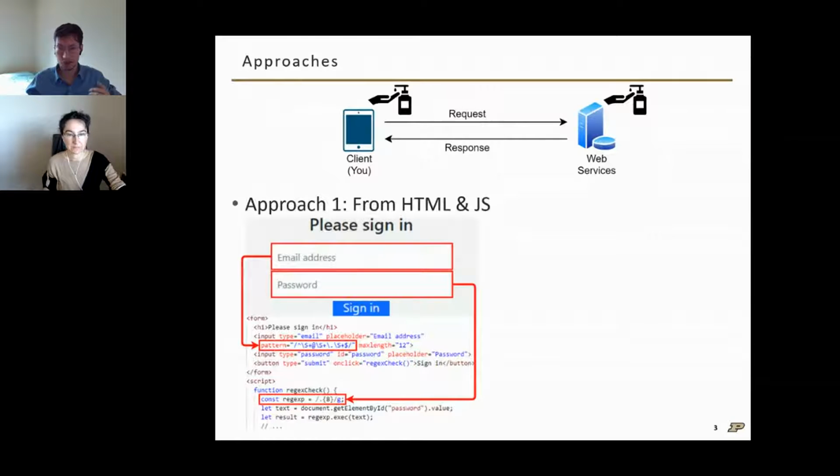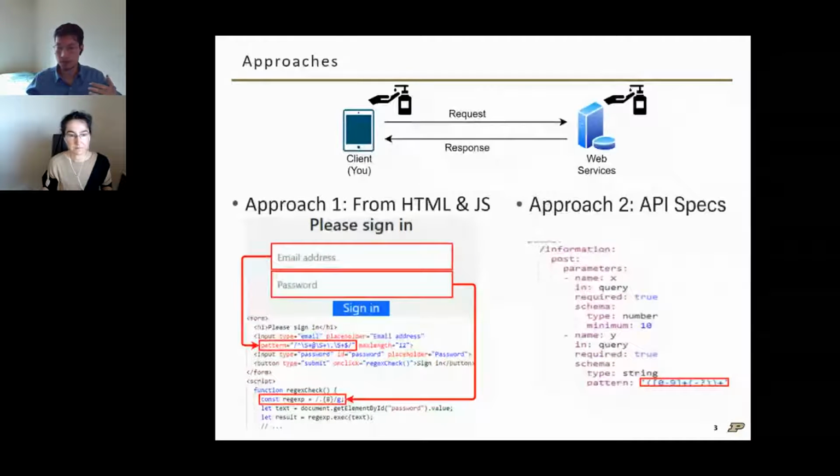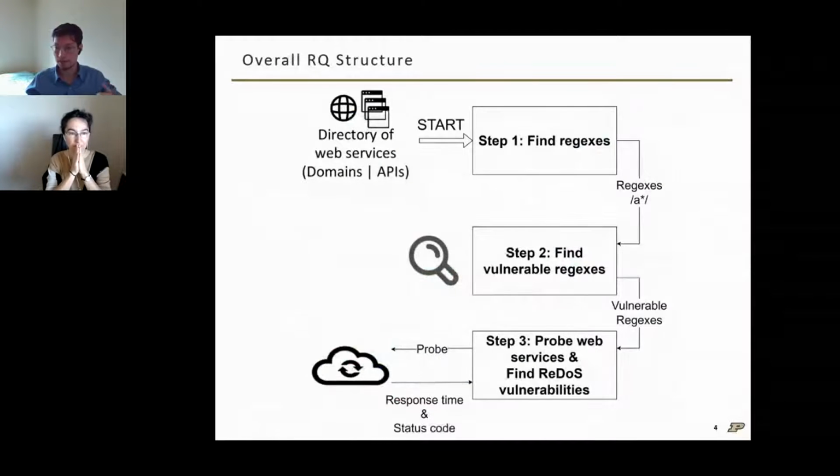Because we're interested in server-side regexes, we start with the client-side, and we do that by parsing front-end HTML and JavaScript code. For the second approach, we search for the API specifications that web services publish online, and these specifications often contain regexes as well. So here are some of our findings.